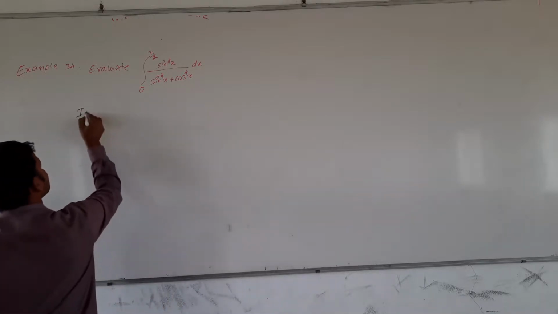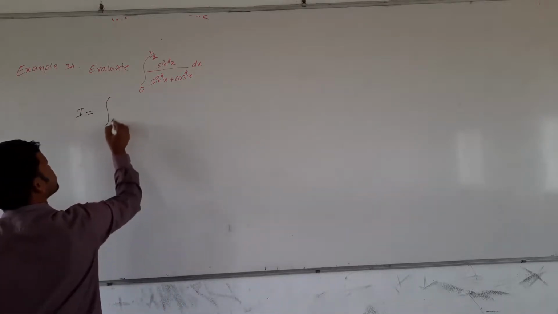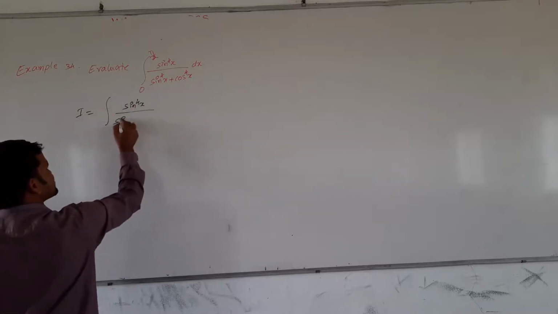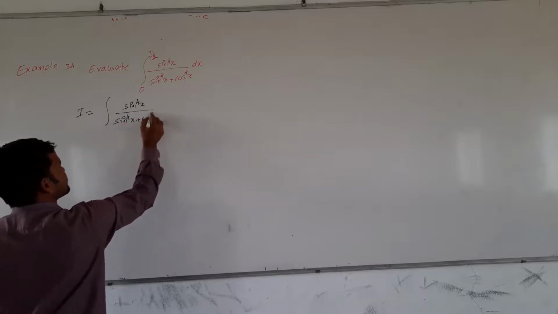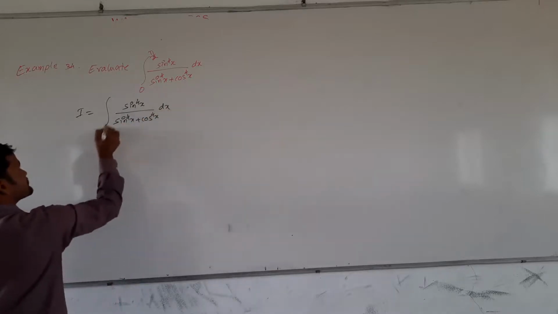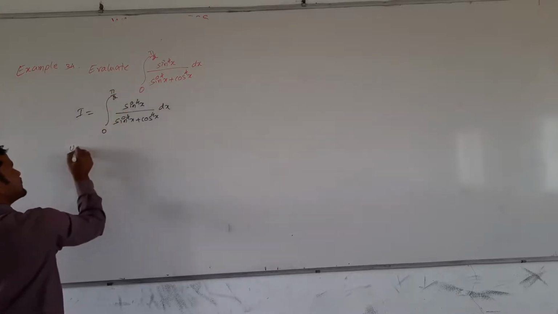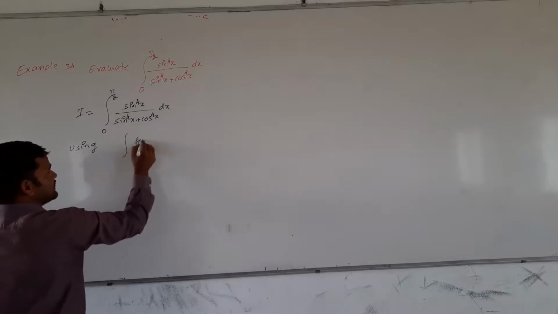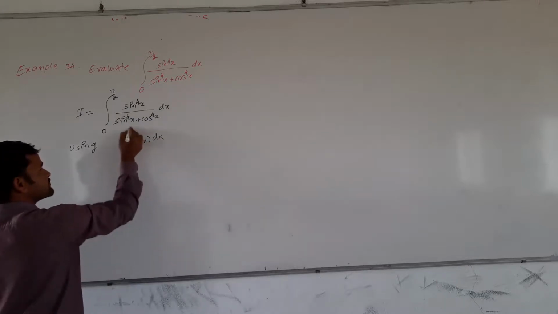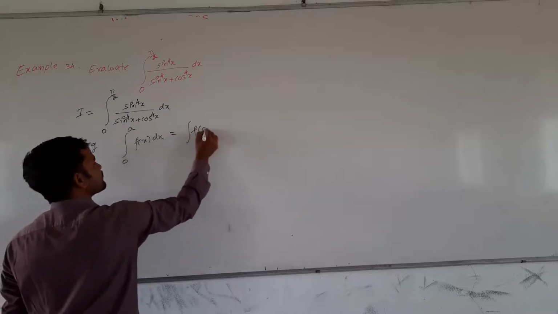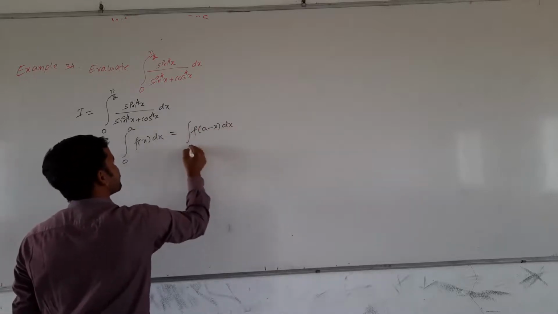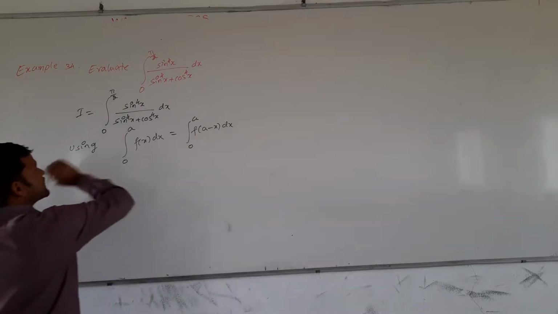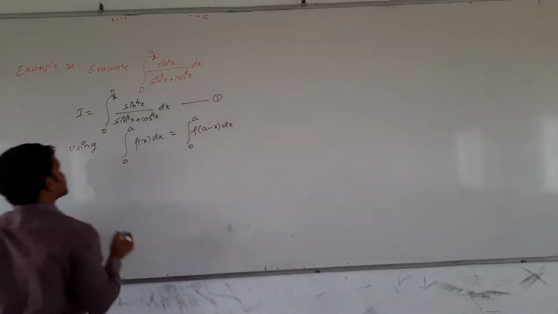Let me take I equal to the integration of sin^4 x divided by (sin^4 x plus cos^4 x) dx from 0 to pi by 2. Here I will use the property. Which property to use? The integration of f(x) with respect to x from 0 to a is equal to the integration of f(a minus x) with respect to x from 0 to a. I will use this property. I will name this as equation 1.